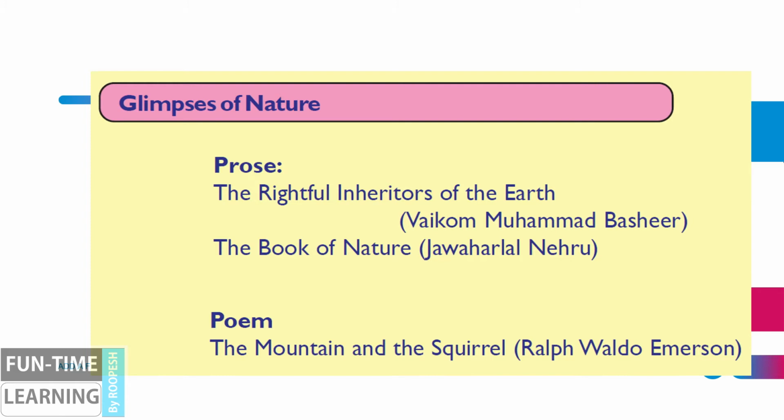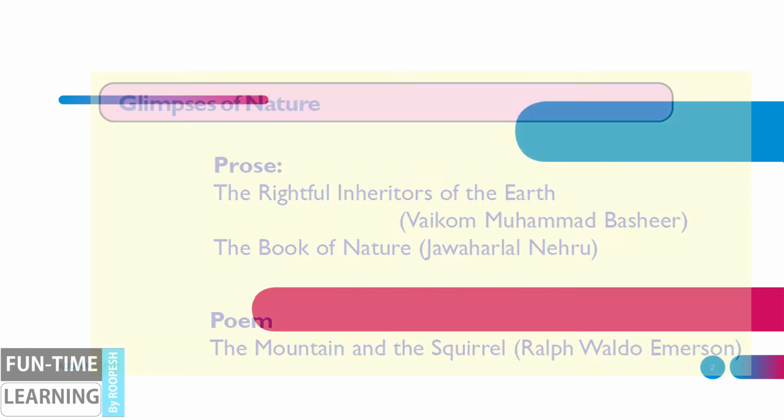This unit contains 2 proses, one by Vaikom Muhammad Basheer, namely The Rightful Inheritors of the Earth. ഭൂമിയുടെ അവകാശികൾ എന്ന ഒരു ഗദ്യം പഠിക്കാനുണ്ട്. The Book of Nature by our former Prime Minister Jawaharlal Nehru, whom we fondly call Chacha Ji. One poem is also here, which is called The Mountain and the Squirrel. Ralph Waldo Emerson wrote this poem. So let's jump right into it.